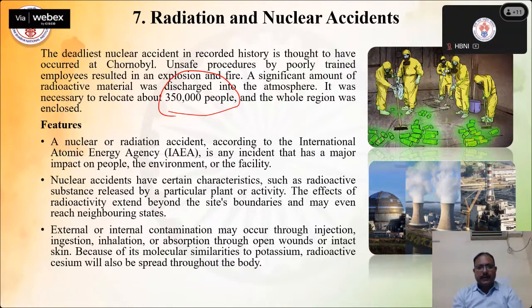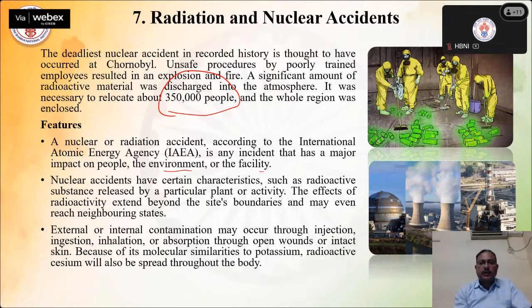I am putting the slide up. What are the features? A nuclear or radiation incident, according to the International Atomic Energy Agency; we have AERB over there, we have BRC. I have already submitted that this will be taken care of by expert faculties. I'm not an expert on this, but I will try to give only the definition and small features of this man-made disaster. So, it is any incident that has a major impact on people, the environment, and facilities.